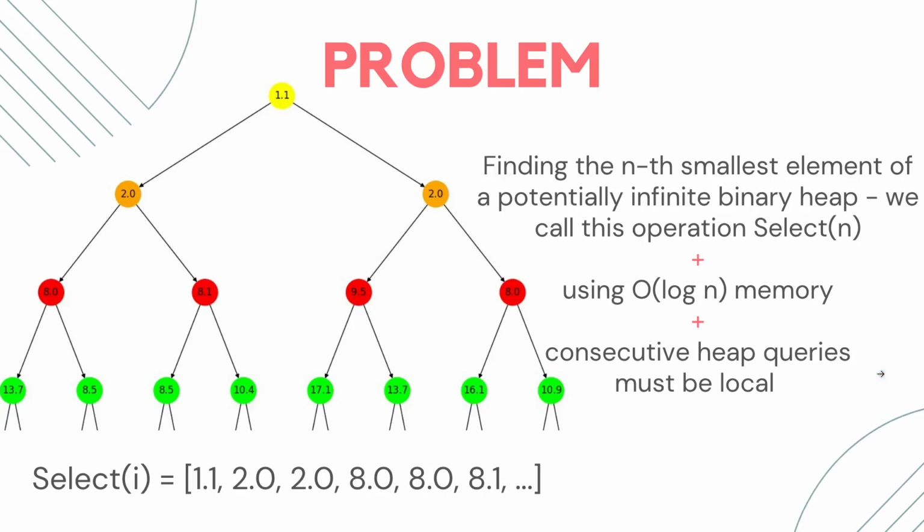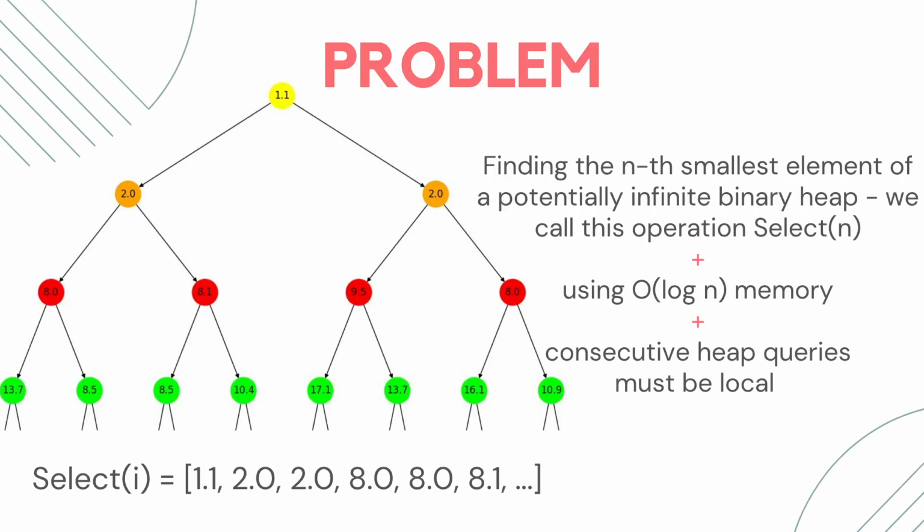And jumping into the problem itself, the question is, okay, we want to design a function called selectn, which is supposed to take in a potentially infinite binary heap and return the nth smallest element of this heap. So far, not a very complicated problem. You can just start picking out values and just store the n smallest values, but we're going to add a constraint on top of that: you're only allowed to use logarithmic in n memory, so you can't store all n values. And on top of that, you can only do local queries.